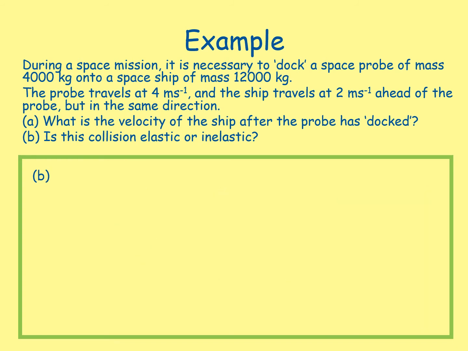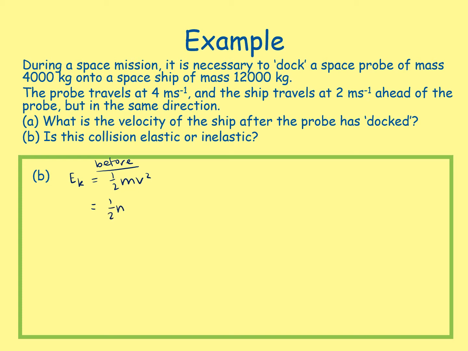Part B, is this collision elastic or inelastic? We know that for elastic and inelastic collisions, we need to work out the kinetic energy beforehand and afterwards to see if they match. So our kinetic energy before is going to equal a half mv squared, and we need to divide that up between the two ships.